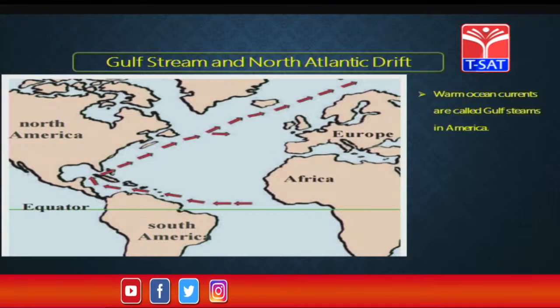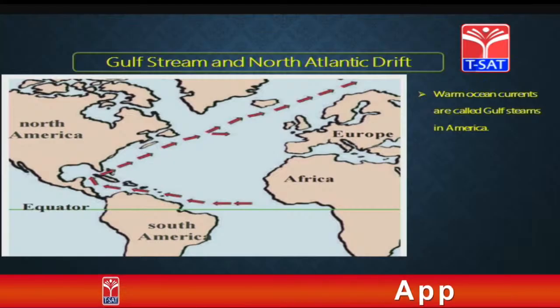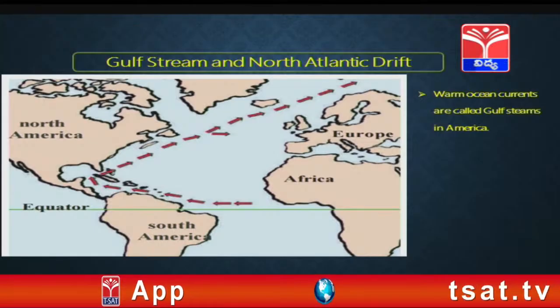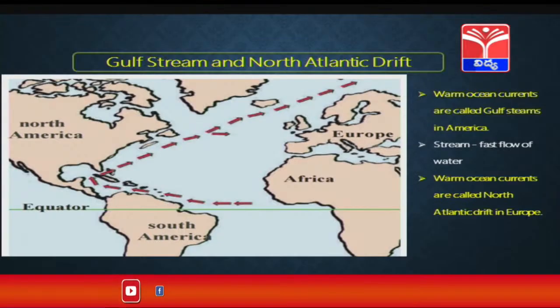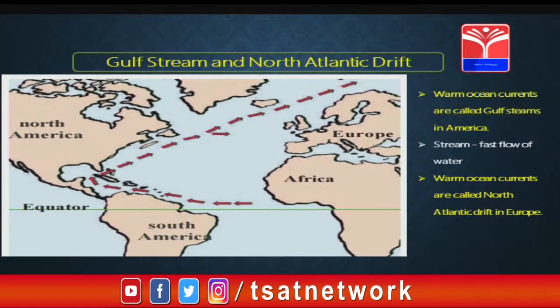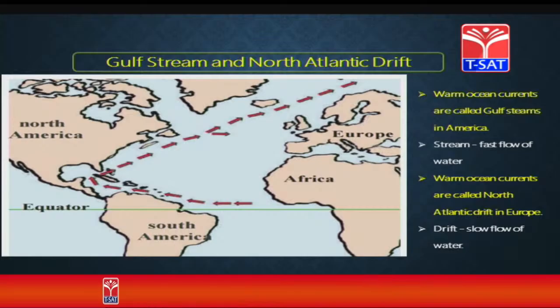Let us understand what is Gulf Stream and what is the North Atlantic Drift. Warm ocean currents are called Gulf Streams in America. Stream means fast flow of water. Warm ocean currents are called North Atlantic Drift in Europe. Drift means slow flow of water.